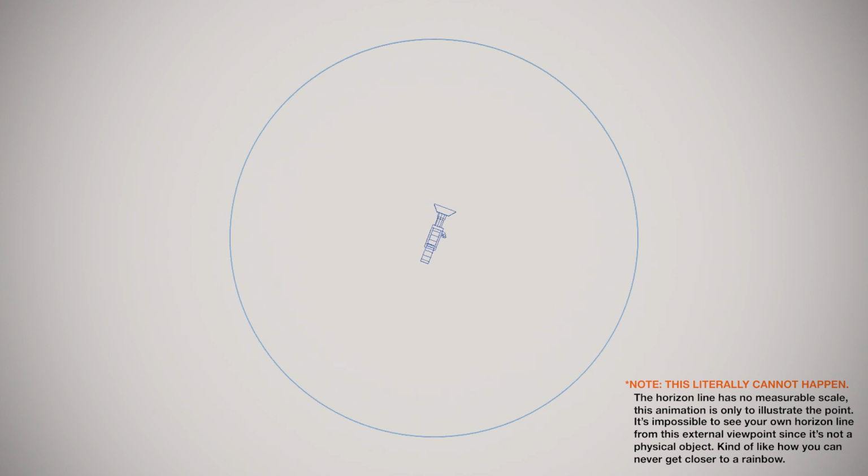As we turn in place, we continue to see more of the horizon line around us. This is why the horizon line never recedes into the distance. It only surrounds us. Next, we have to consider how the two vanishing points in your scene relate to this horizon line circle surrounding your viewpoint.